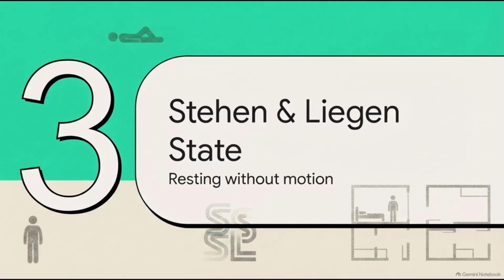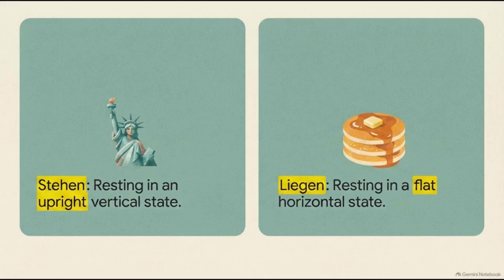Section 3. State. Stehen and Liegen. Resting without motion. So, naturally, what happens when that movement stops? We enter a state of rest. What's really fascinating here is how things shift when the movement completely stops. Our verbs actually change entirely.